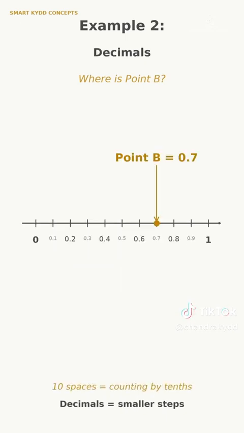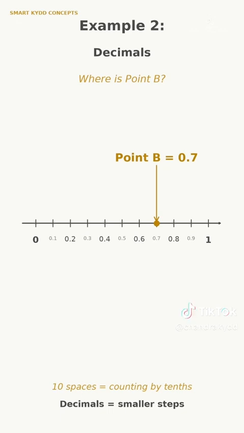Now let's level up. What if you get a question with decimals? Look at this segment between 0 and 1. Notice there are 10 equal divisions between them. That means every single tick mark represents 1/10, or 0.1.